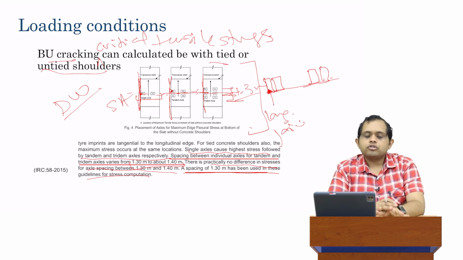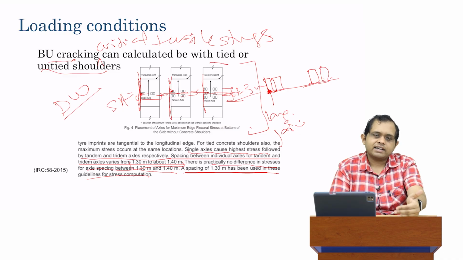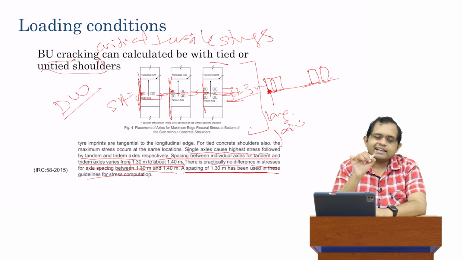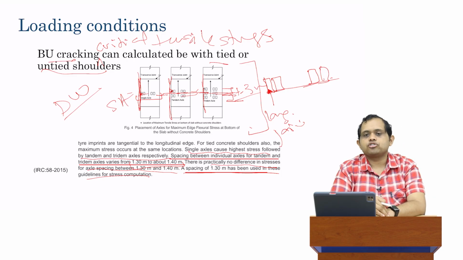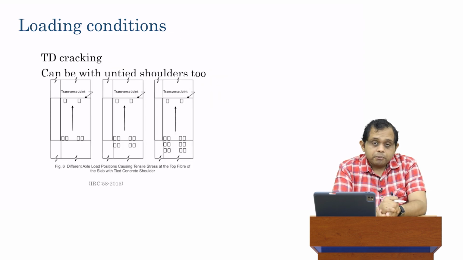For single axle, for tandem axle and for tridem axle, generally we try to make it symmetric about the center line, in the center line transversely. So we try to put it exactly at the longitudinal edge and at the center of the longitudinal edge. And we assume that the spacing between the tires is 1.3 meters. In that case, the critical stress at the bottom of the slab is going to occur exactly under the outermost wheel, which is just parallel or just next to the longitudinal joint. Okay, so that is for bottom-up cracking.